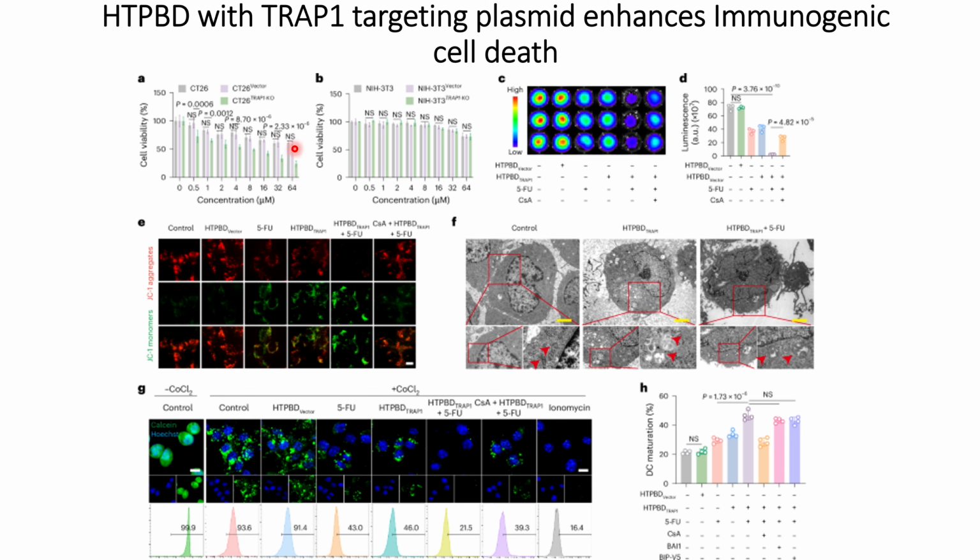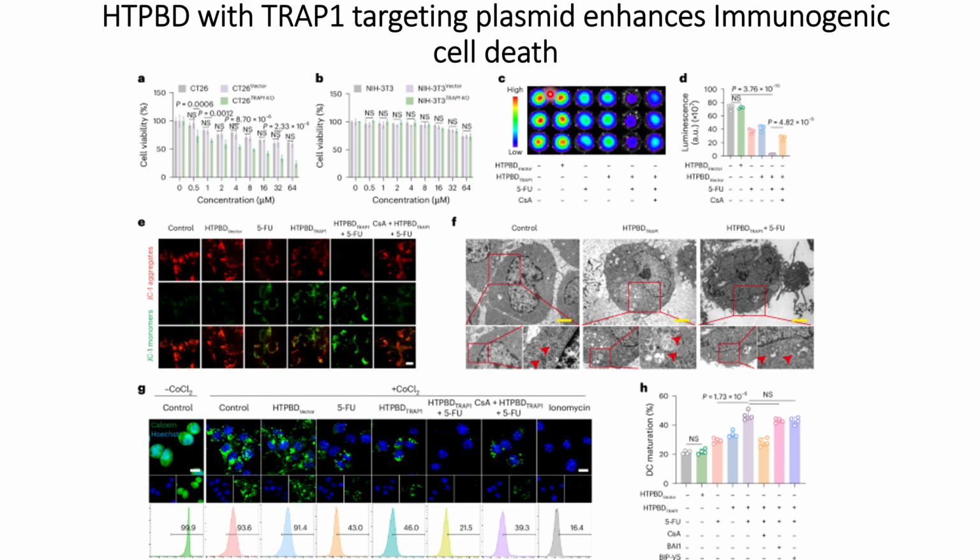whereas for the normal cell line, NIH 3T3, it does not cause any significant changes, indicating that HTPBDs can selectively target the tumor cells that have the mutations that make them CD26 cell lines. By targeting this TRAP1 gene they can see a suppression or decrease in cell viabilities, but not for the healthy cells.